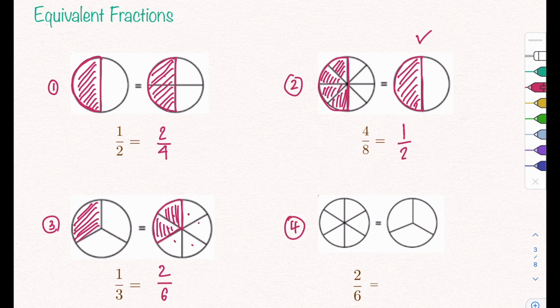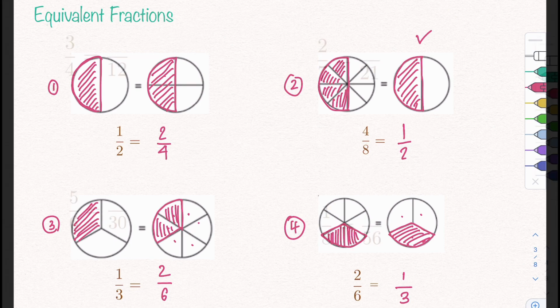And the fourth one over here, we have a circle that is divided into 6 parts. And out of the 6 parts, we are interested in 2. So it's this much here, representing 2 over 6. And with that one, the next circle is divided into 3 parts. So the denominator is a 3. And to make this equal, this is the portion we need to shade in. And we're shading in 1 out of the 3. So that shows us that 2 over 6 is equal to 1 over 3.